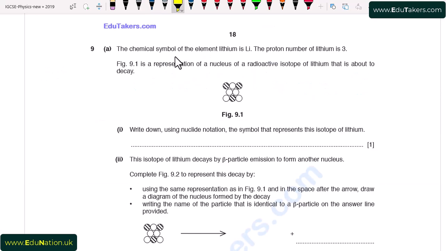Question number 9, part A. The chemical symbol of the element lithium is Li. The proton number of lithium is 3. Figure 9.1 is a representation of a nucleus of a radioactive isotope of lithium that is about to decay. So here is figure 9.1 showing the nucleus.